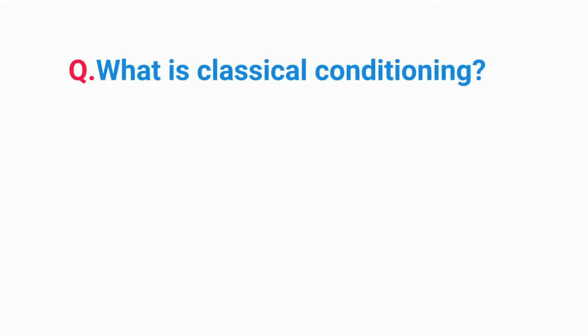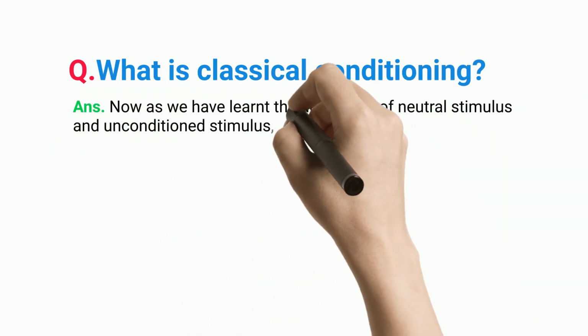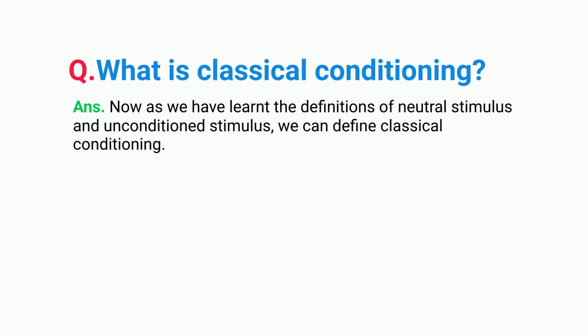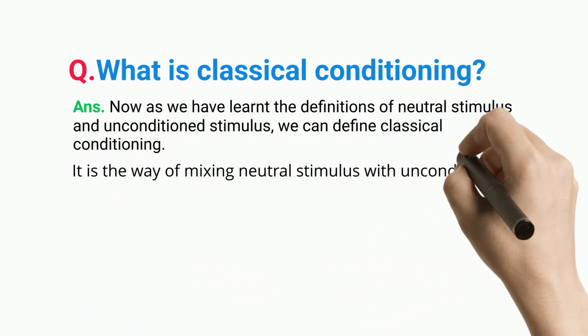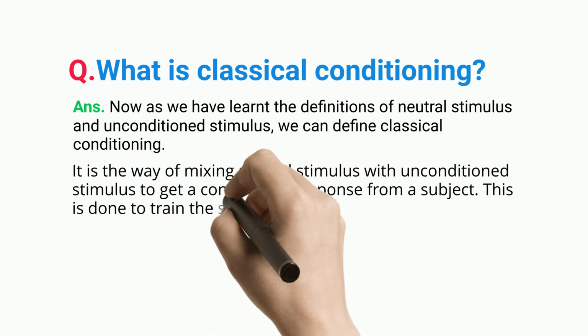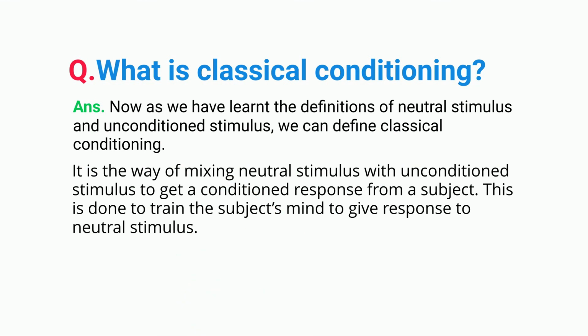What is classical conditioning? Now, as we have learnt the definitions of neutral stimulus and unconditioned stimulus, we can define classical conditioning. It is the way of mixing neutral stimulus with unconditioned stimulus to get a conditioned response from a subject. This is done to train the subject's mind to give response to neutral stimulus.